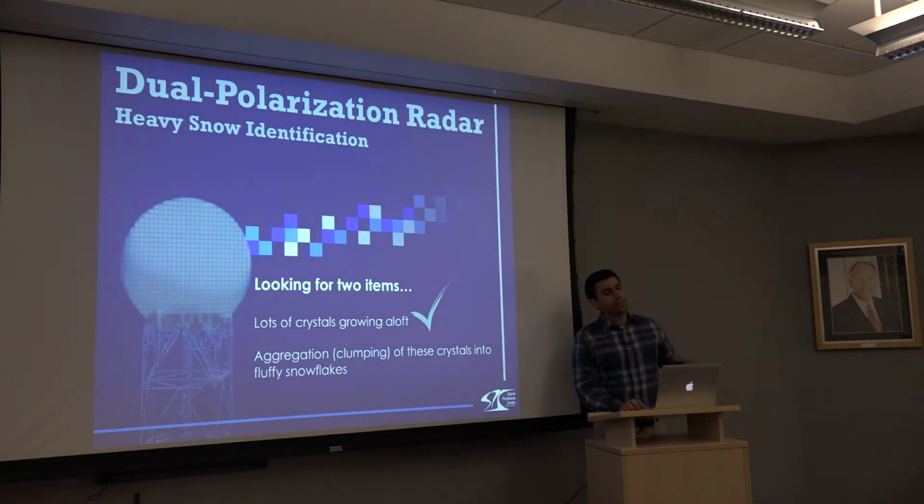So check mark on lots of crystals growing aloft. That's one. Now we talked about the other part, aggregation or clumping. We want those ice crystals, if they clump together and they're very airy, then in that clumping or aggregation, they can stack up even faster, and that can also enhance our snowfall rates.